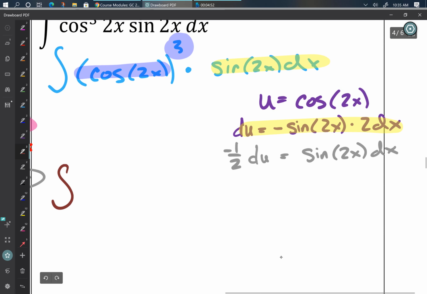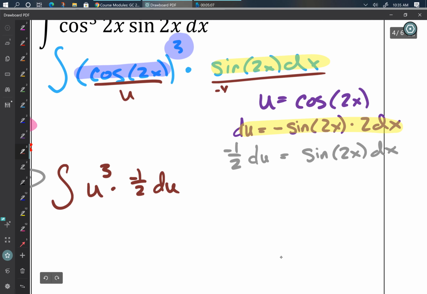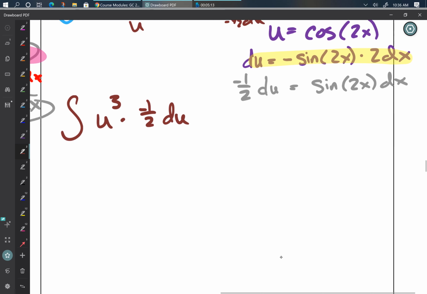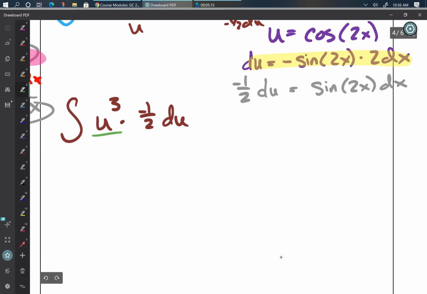So I get the integral of u cubed times negative 1/2 differential du. Okay? This became the u, and this became the negative 1/2 du. Both things that are supposed to happen in substitution happened. That is, I now have an integral that's easy to do, u cubed, and all the x's went away and gave us u's. There's the negative 1/2 that's a coefficient. The antiderivative of u to the third is going to be u to the fourth, add 1 to the exponent. Okay, so 1/4 u to the fourth, and of course plus c.